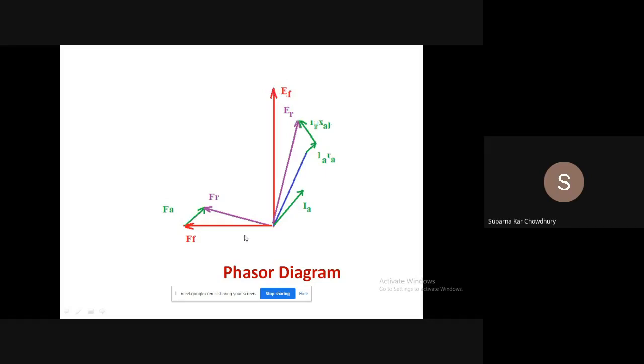Now in this figure, I have drawn a lagging current. So there is a reduction in Er, though not necessarily, because the effect of armature reaction depends on the power factor of the armature current.